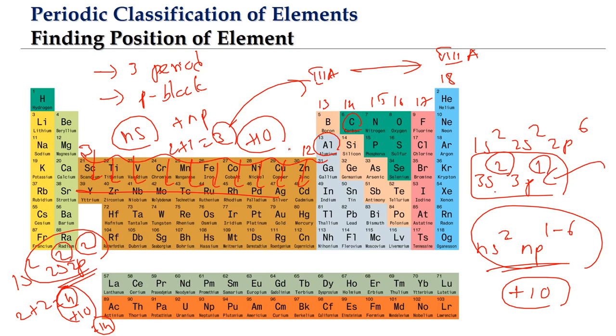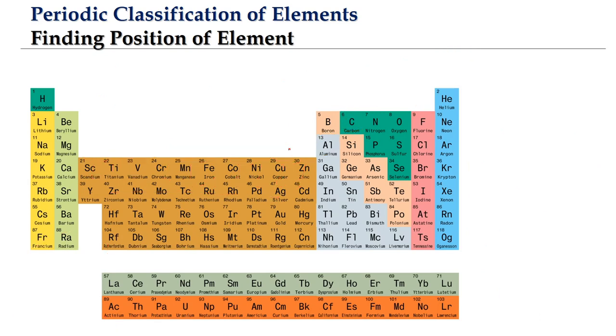So if you follow these, then we will be able to answer any question on finding the group number, or the position of the element in the periodic table. Now again, the context is that this will be useful for us in identifying the properties of the element. That is why we are doing this exercise. So what we'll do is we'll start with a couple of examples.